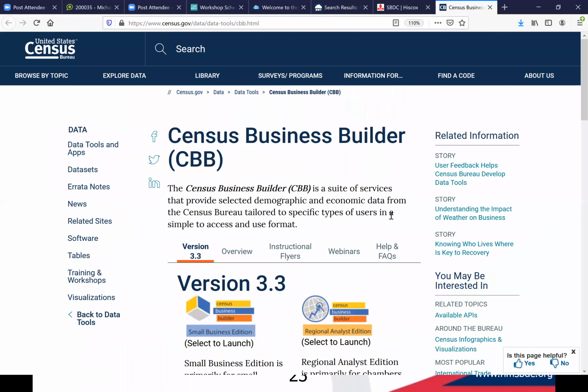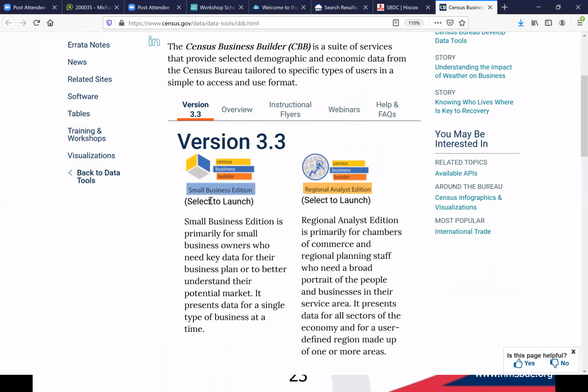So let's go to the web address. And there's two types of Business Builder. There's the Small Business Edition and the Regional Analyst Edition. If you are in a place like Albuquerque with multiple zip codes, the Regional Analyst Edition is a little bit easier to use. If you are in a rural area like me, Los Lunas, Belen, we have one zip code for each of those towns. The Small Business Edition would be more worth your while.